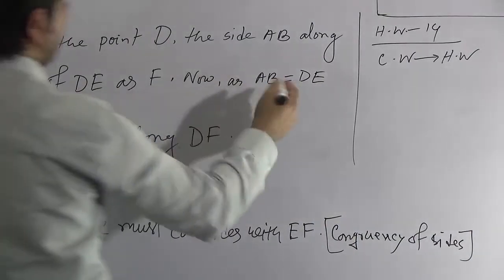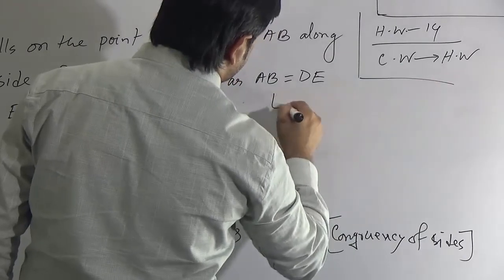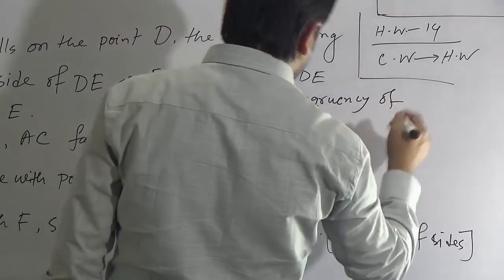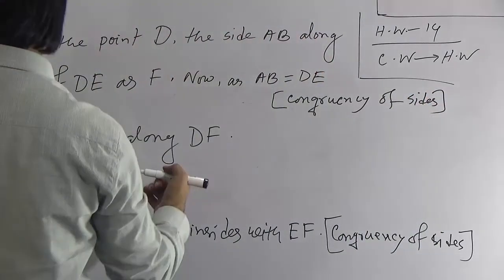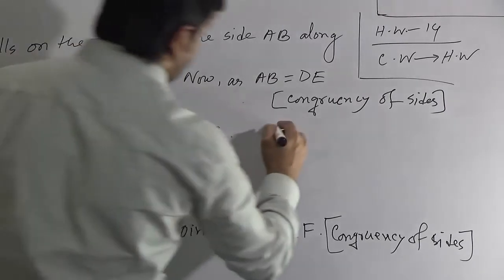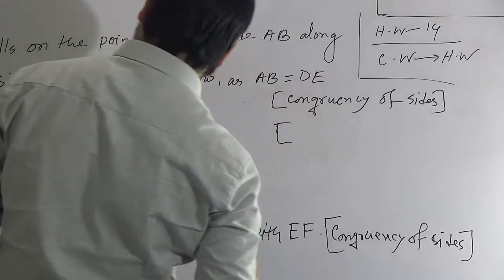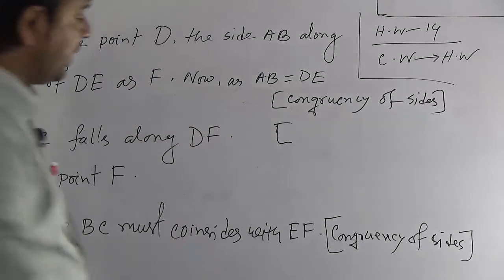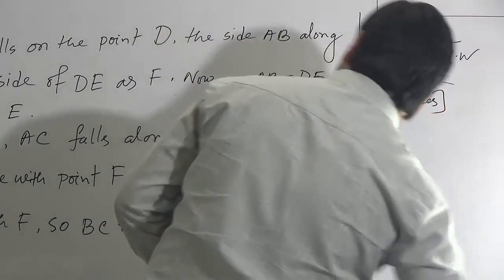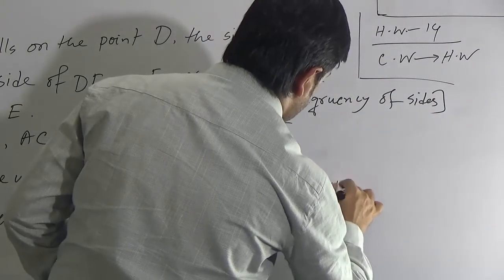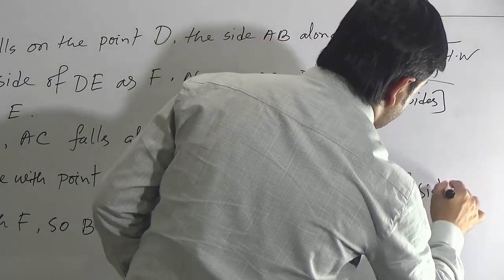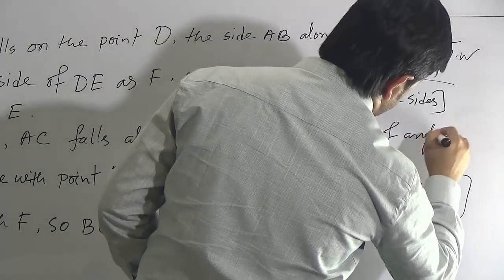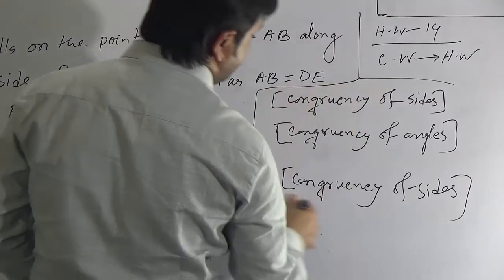Here the first one is also congruency of sides. And this one, as angle is used, we can say congruency of angles. Not this one, congruency of angles; the previous one is congruency of sides. Here is congruency of angles. These are the justifications I have written here.